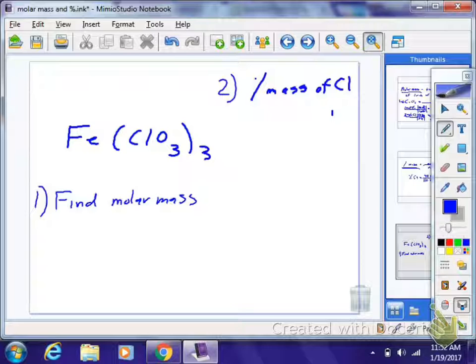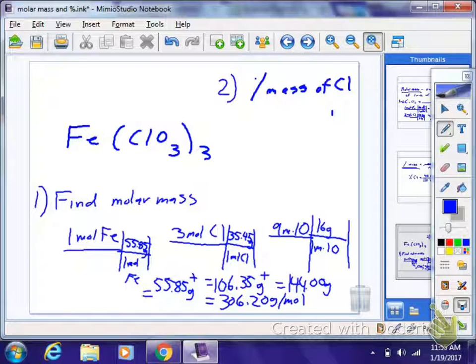So you have 1 mole of iron. You have 3 moles of chlorine, right? And how many moles of oxygen? 9. 9 moles of oxygen. So then you have to find their individual weights. Any questions on that? 1 iron, 55.85 grams.